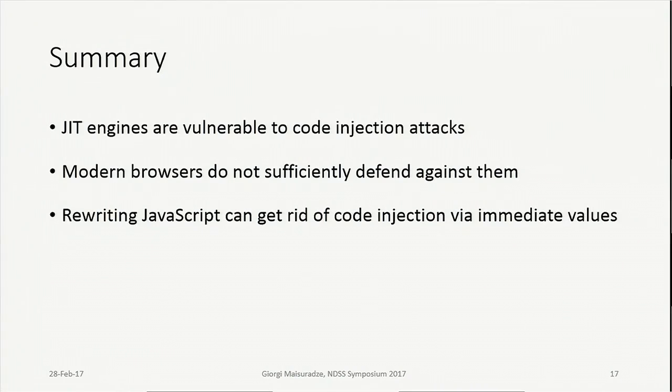So to summarize my talk, today I have shown that JIT engines and JIT compilation are a perfect chance for attackers to do code injection attacks. Although browser vendors are aware of this threat and try to defend against it, there are still some cases where not all integer constants are blinded, and this gives the attacker a chance to do arbitrary 4-byte gadget injection. And finally, I have shown that rewriting JavaScript can also be a way to get rid of all these issues, and this will also work across different browsers.